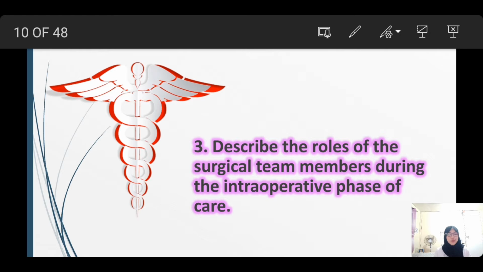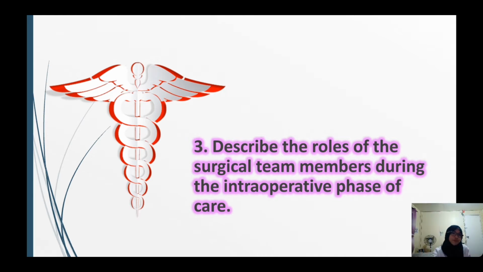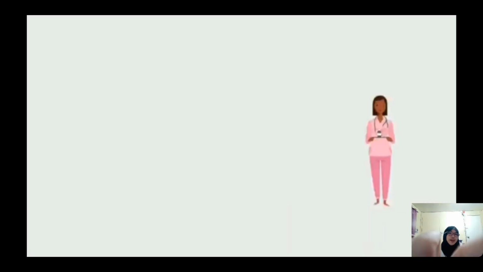And now we're going to explain learning objective number 3, which is to describe the roles of the surgical team during the intraoperative phase of care. So, who is in charge of the operation? Who is his or her assistant? We're going to describe each member of this surgical team. For that, I'm going to slide the image and video presentation, then I'm going to describe each role. Okay, so we're going to play.